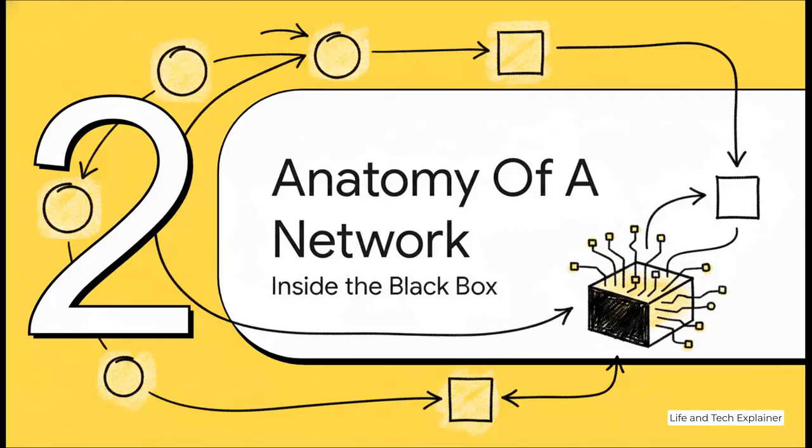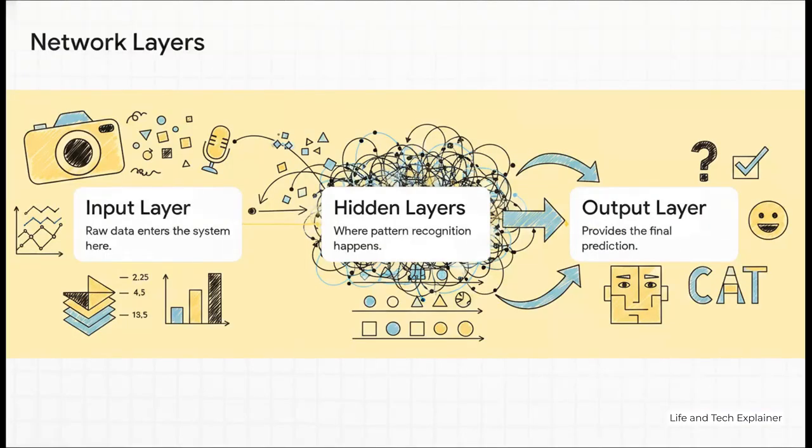Moving to step 2, anatomy of a network. Think of it like this. Data flows from left to right across 3 distinct stages. Step 1 is the input layer. That's where the raw data enters the system. Step 2 is the hidden layers. This is kind of the famous black box where all the heavy lifting and pattern recognition actually happens. And step 3 is the output layer, giving us the final prediction or answer.